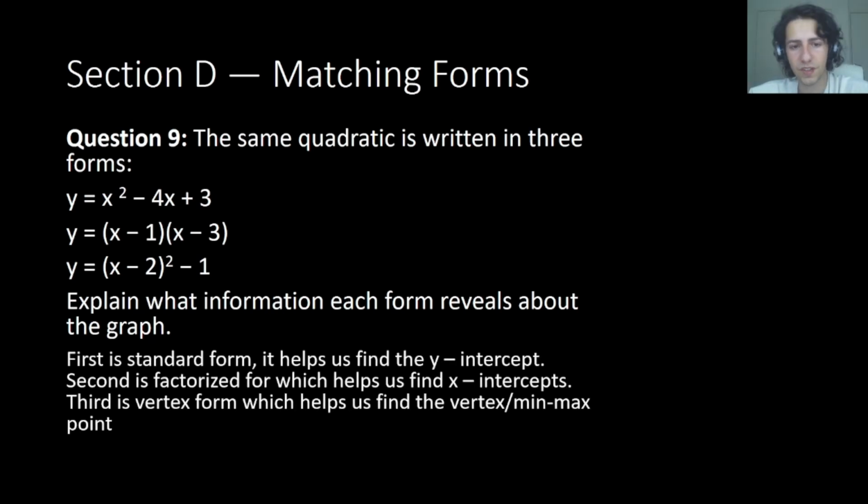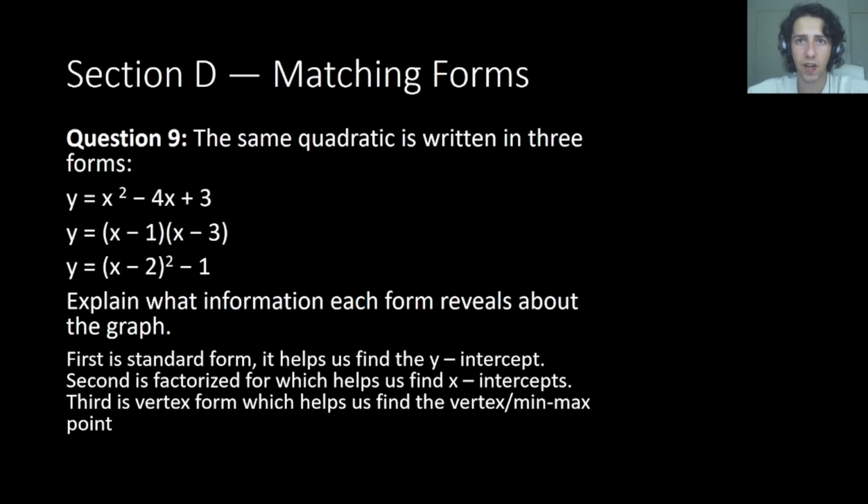First, we have the standard form. This helps us find the y-intercept, because to get the y-intercept, x is equal to 0, and then we just get c for our y-intercept, or the y component of our y-intercept coordinate.